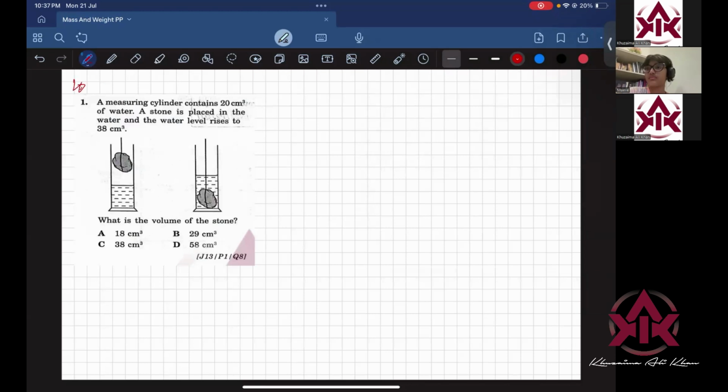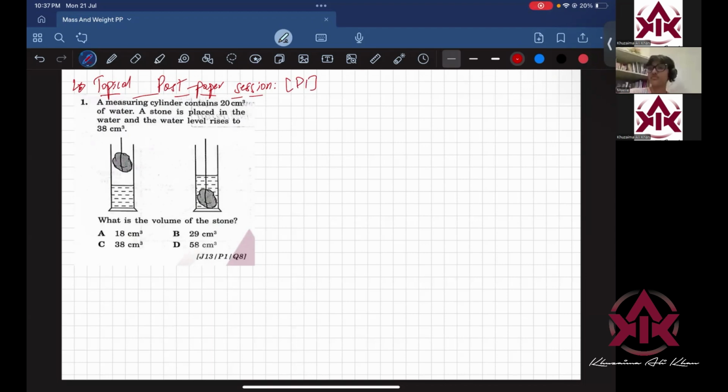Okay, so let's start with the topical first paper session. We are starting with P1, right? And this is the first question in your question set.